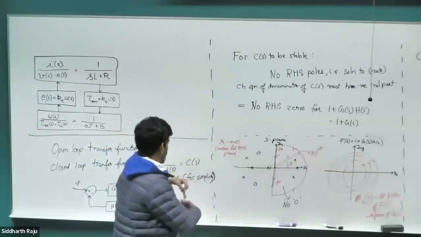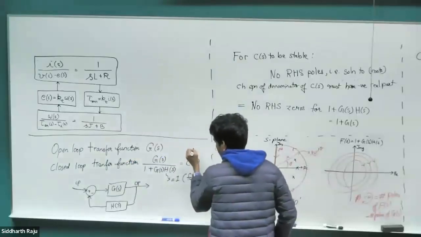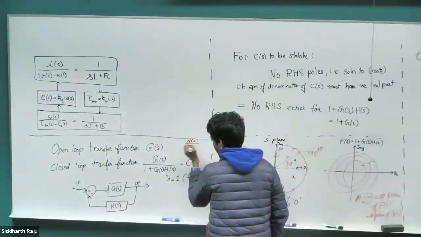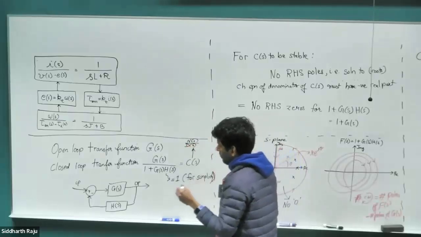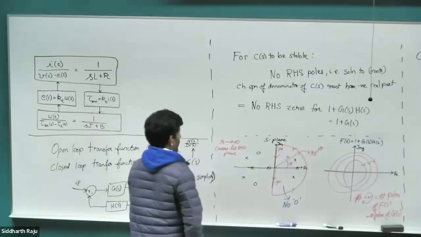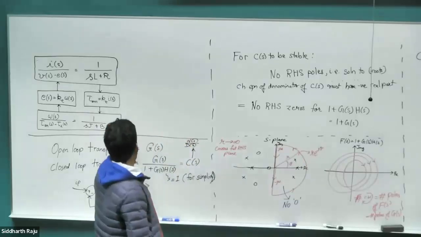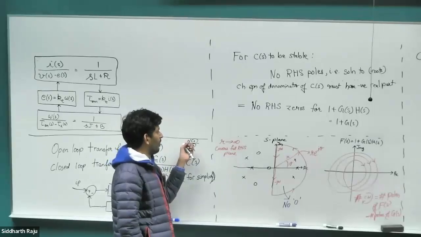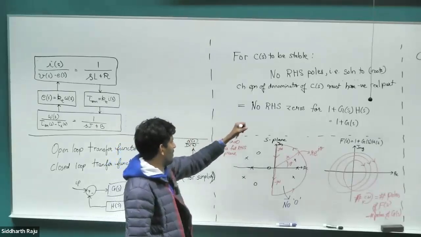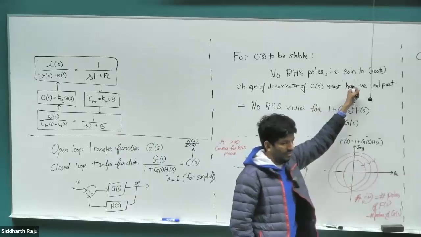So C of S has some form. Let's say C of S is some numerator of S divided by some denominator of S. And when you equate the denominator of S to 0 and solve for the roots, typically in our case it'll just be a quadratic equation, so pretty straightforward. When you solve for the roots, none of those roots should have a positive real part. They should all have negative real parts.